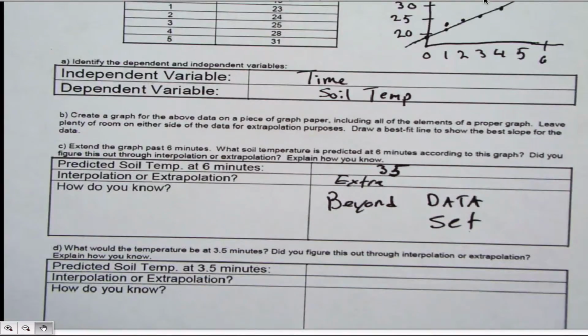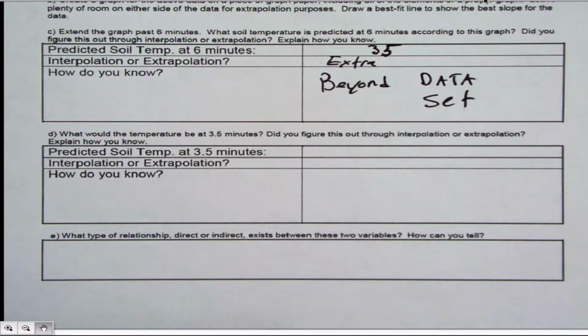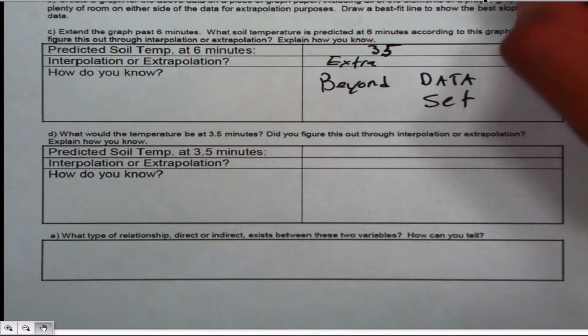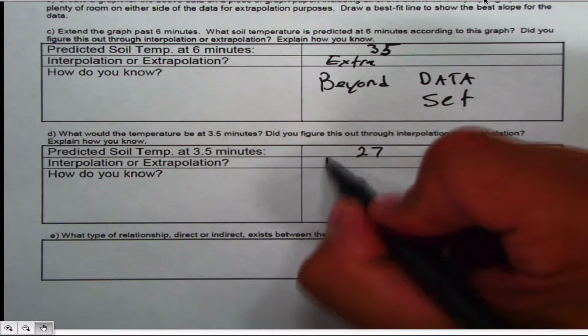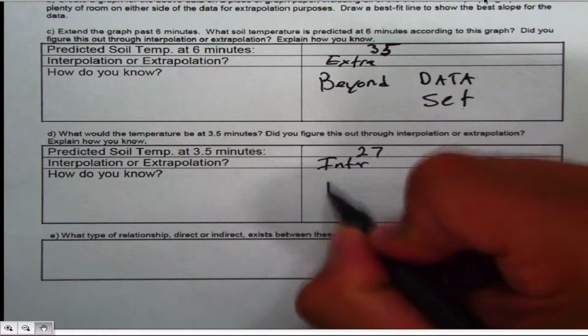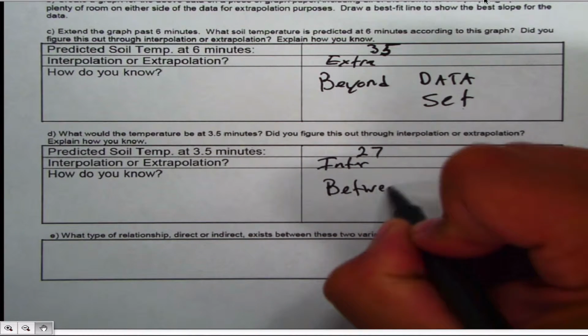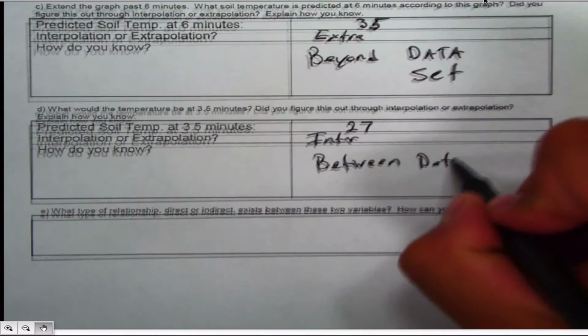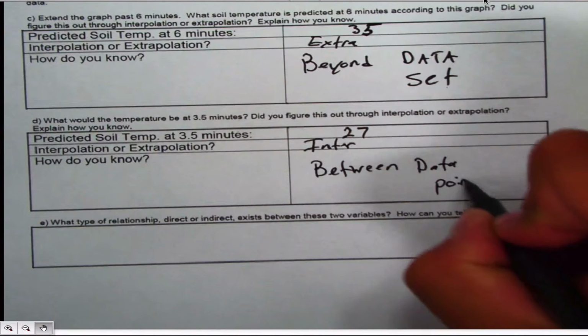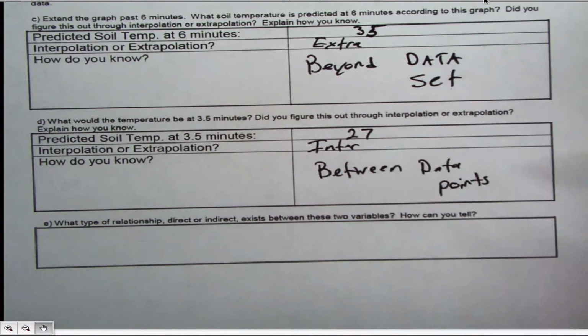Okay, next one. Predict the soil temp at 3.5 minutes. So between the third and the fourth. I would say it's probably going to be right around 26 or 27. So I'll say 27. It's interpolation because it's between data, between the data points I already took.